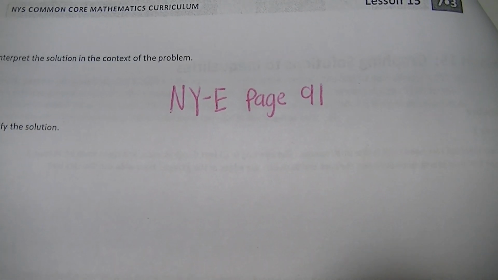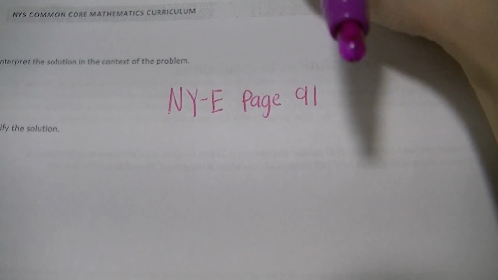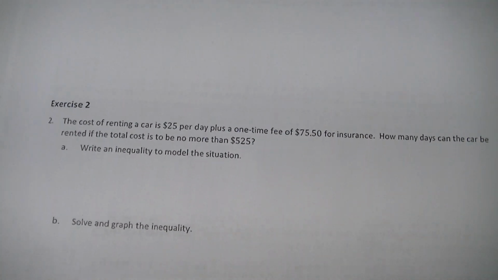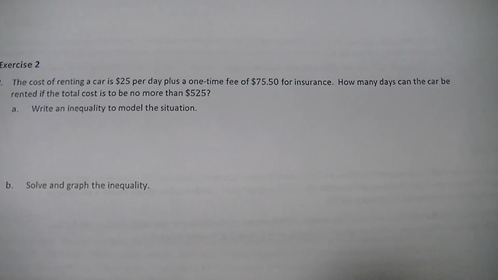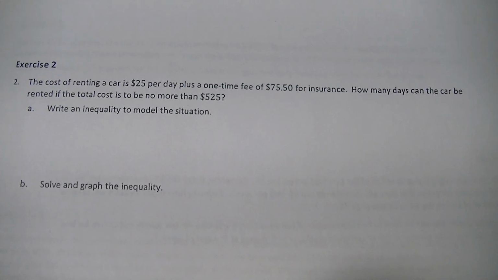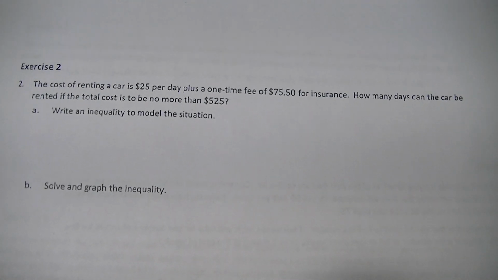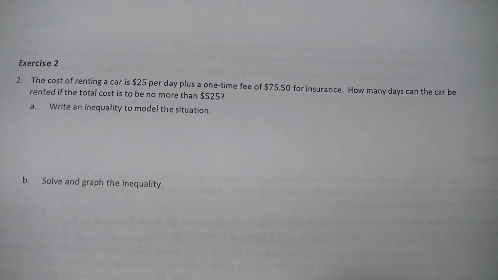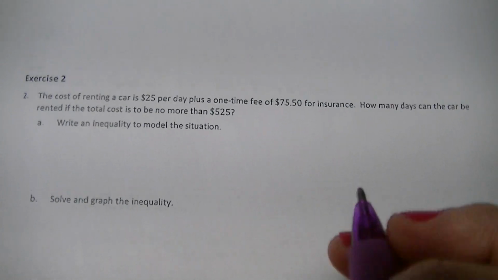I'm going to show you how to complete page 91 out of your math book. We're going to do exercise 2 on this page. The cost of renting a car is $25 per day plus a one-time fee of $75.50 for insurance. How many days can the car be rented if the total cost is to be no more than $525?